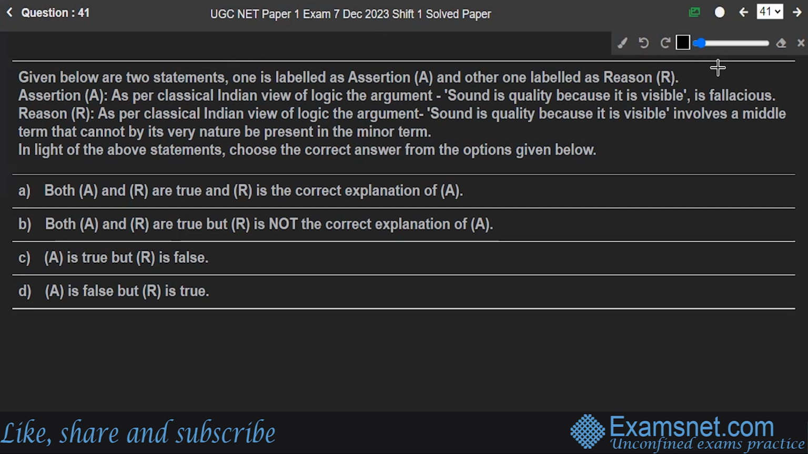This is fallacious because according to the classical Indian view of logic, the middle term visible cannot be present in the minor term sound. In other words, it's impossible for something to be both sound and visible.